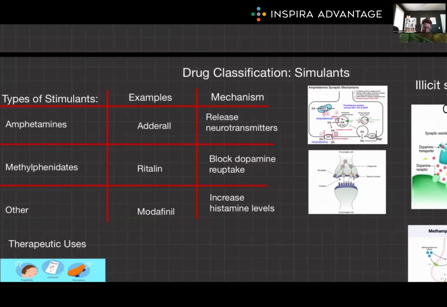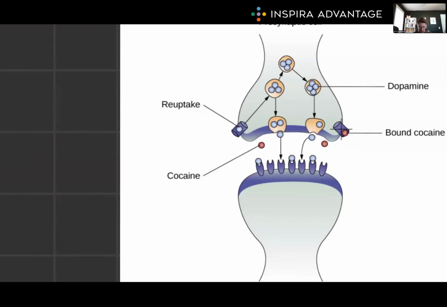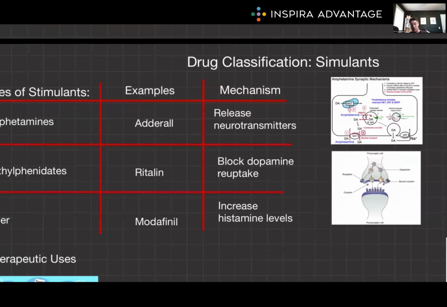Methylphenidates are slightly different because they focus on blocking the reuptake of dopamine and norepinephrine, which will similarly lead to an increase in the concentration in the neural synapse. You can see here, for example, cocaine in red will bind here, and it's going to prevent the reuptake of dopamine. So dopamine will keep bouncing around, keep signaling, hyper-exciting the neurons, leading to more action potentials eventually, which, if you want to learn about action potentials, check out one of our earlier videos.